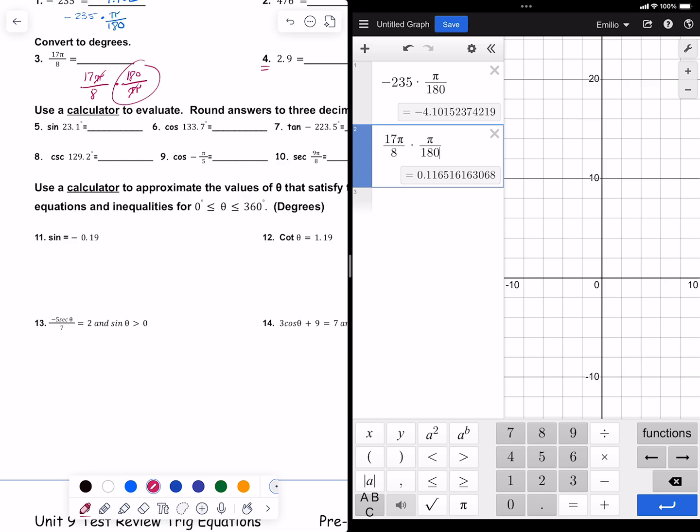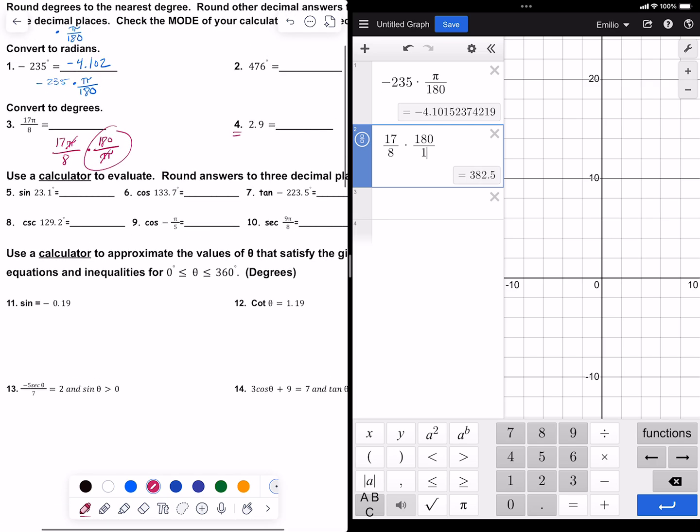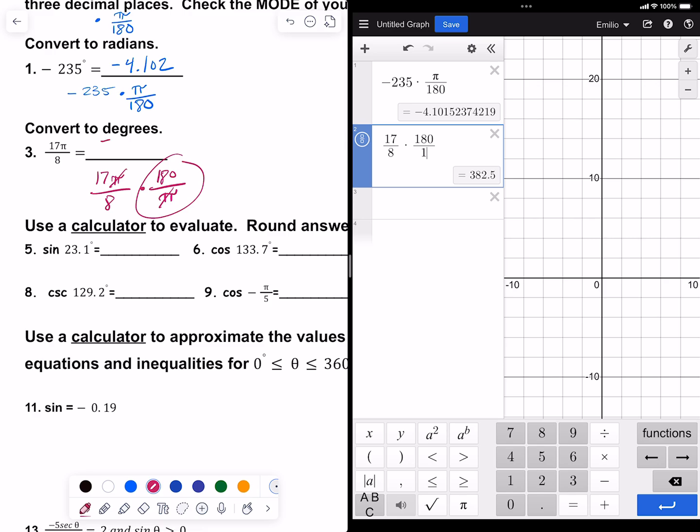Number 3. Oh, wait, I did that wrong. My bad. It should be 180 divided by pi. There you go. So that's the correct answer. If I remove the pi's in this case, you still get the same thing. So the answer then would be 382. Let's round degrees to the nearest whole number for the entire test review.